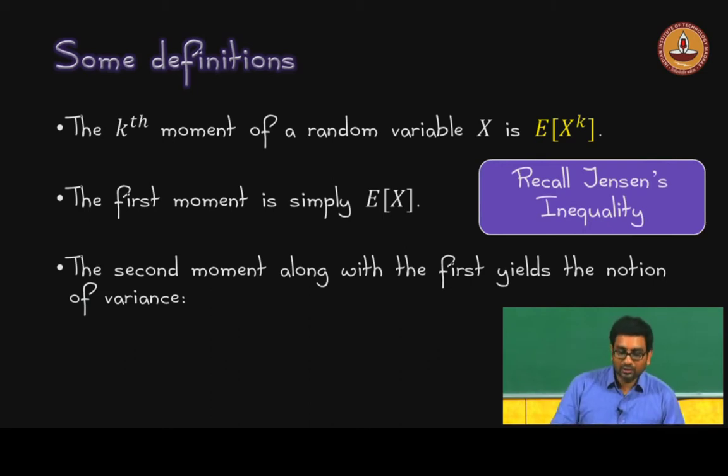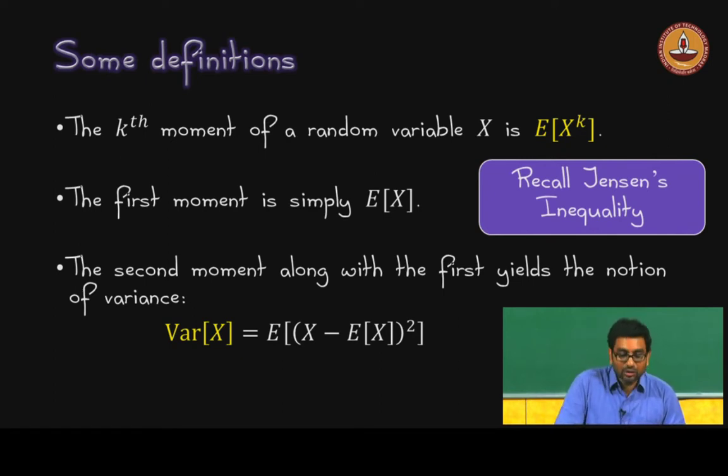The second moment along with the first moment yields the notion of variance. If you recall, if you look at the second moment, x squared, it is a convex function, right. So, E of x squared is going to be greater than E of x the whole squared, that was Jensen's inequality, right. And if you recall, when we looked at Jensen's inequality, we claimed that that difference actually measures how much the random variable deviates from the mean, and that is essentially the idea that we are going to capture here. So, variance of x is nothing but the expectation of (x minus E of x) squared.